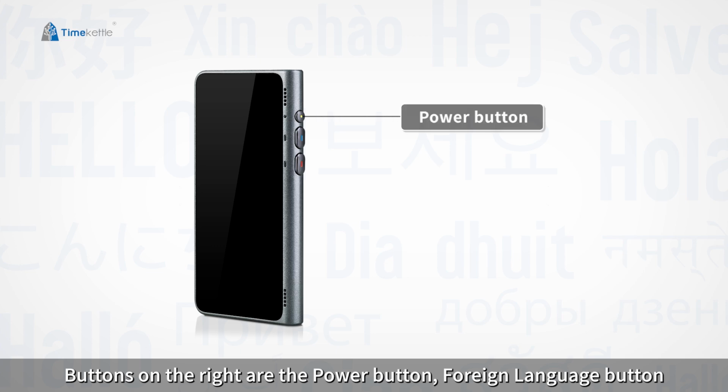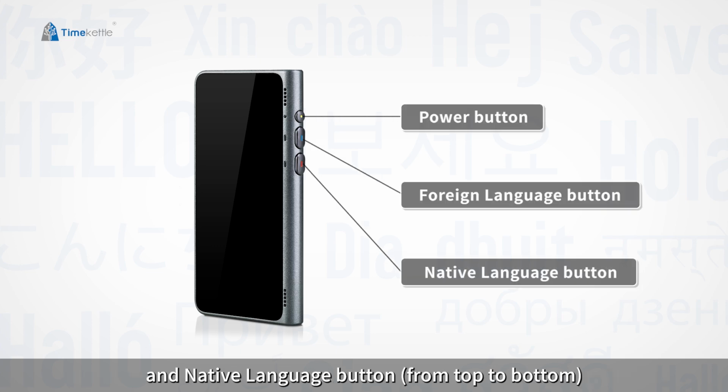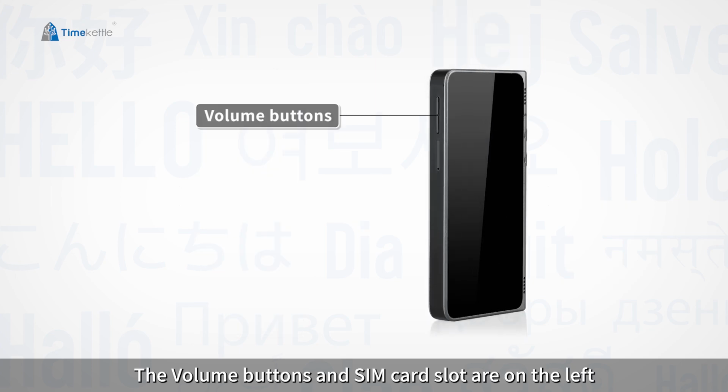Buttons on the right are the power button, foreign language button, and native language button, from top to bottom. The volume buttons and SIM card slot are on the left.